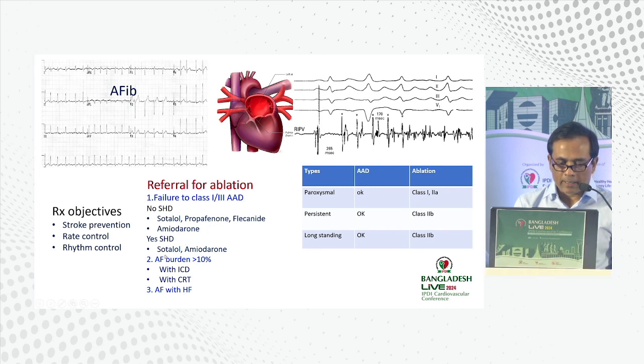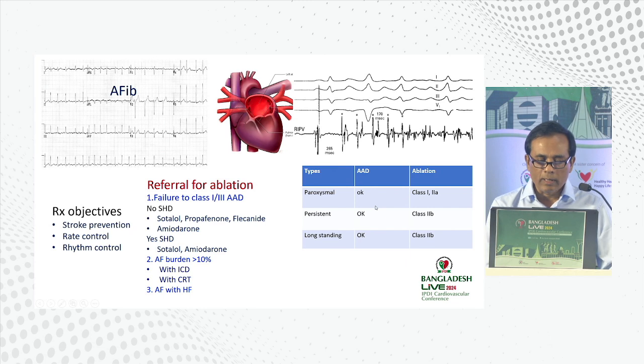And if the patient has an AF burden of more than 10% despite an ICD or CRT, that is, a patient who already has an ICD or CRT but the atrial fibrillation burden is more than 10%, these are candidates who again can be referred for ablation, or the patient who has atrial fibrillation with heart failure. So not all atrial fibrillation patients, but these groups of patients should be referred for atrial fibrillation ablation. Atrial fibrillation ablation is recommended, class 1 or 2A in the case of paroxysmal atrial fibrillation, and class 2B for persistent and long-standing atrial fibrillation.